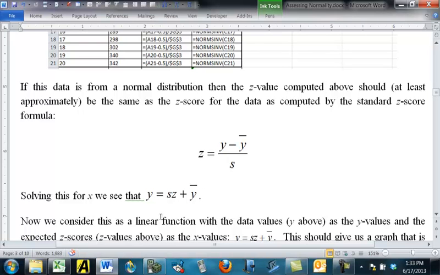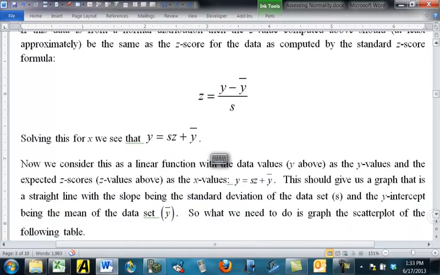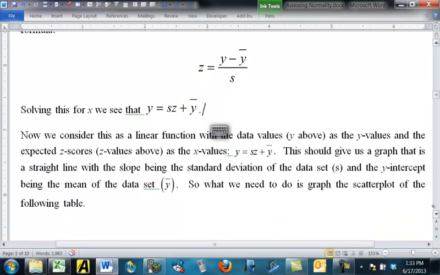And not only is this linear, the constants have some meaning. The y-intercept is y bar, which is the average of the data values, the mean. And the s is the slope here, and so the slope of this line is the standard deviation of the data set. So we see this linear equation.